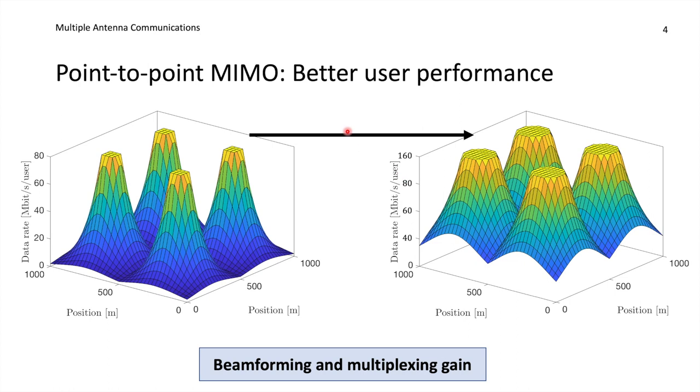So point-to-point MIMO is really about increasing the data rate, so that if you need a high data rate, well, then you can use the technology to achieve that. And even if you don't need that high data rate, you can be active only part of the time, and then momentarily, when you're active, you get the high data rate. But on the average, you only get what you need.